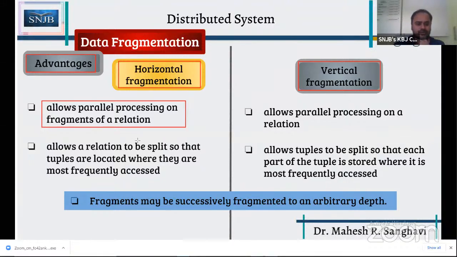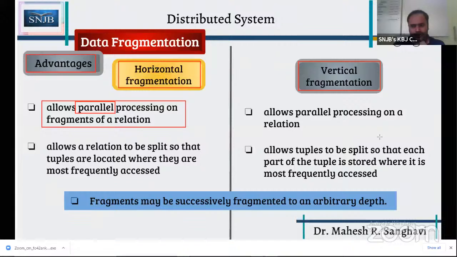Okay, it is allowing you for what? The parallel processing. How parallel processing? Because suppose I have a city-wise database or a branch-wise database. So I can work parallelly on those different databases. So parallelism is easily possible using horizontal fragmentation.